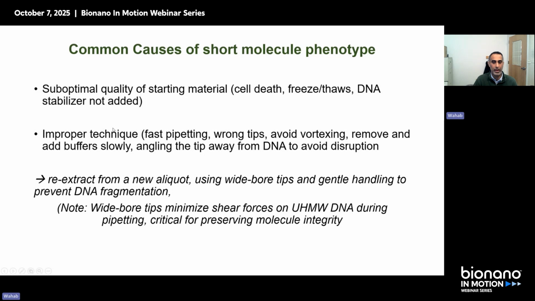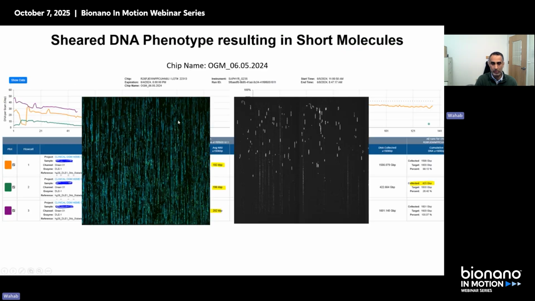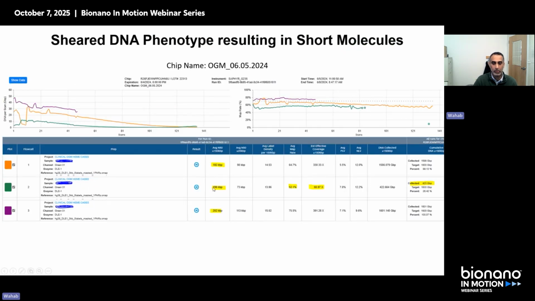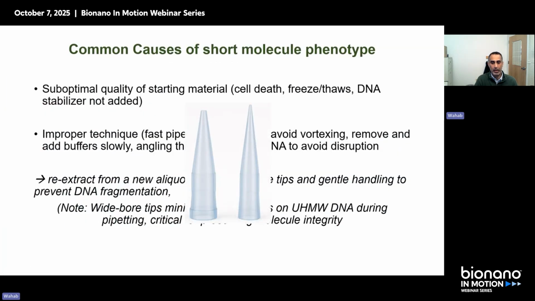and if you're adding buffers, angle the tip away from the DNA, with no vortexing or fast pipetting. We do keep a backup aliquot, and we can go back and re-extract. So in this instance, we would probably have to go back to the original frozen aliquot and redo the extraction. So I just wanted to note that here.